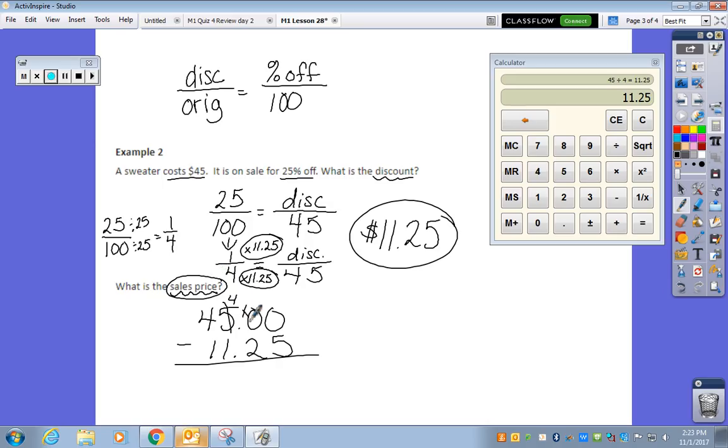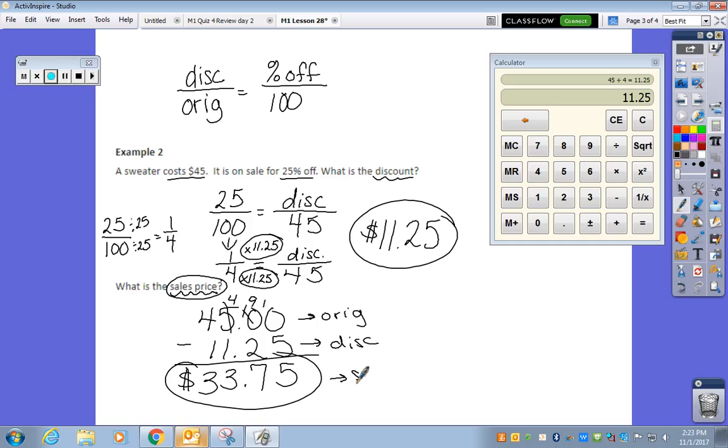So we'll go ahead and do this. And we'll see that if a sweater was originally $45, but it was 25% off, you would actually end up paying $33.75 for that sweater. This is taking our original, subtracting the discount, and getting your sales price. Again, discount is dollar amount off of the original price. Sales price is how much you would pay for it after the discount.